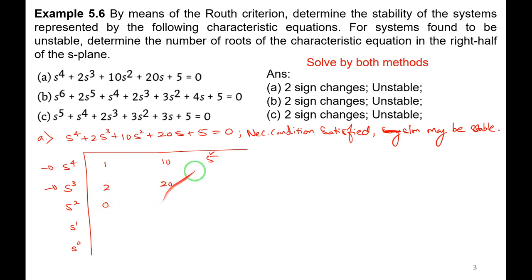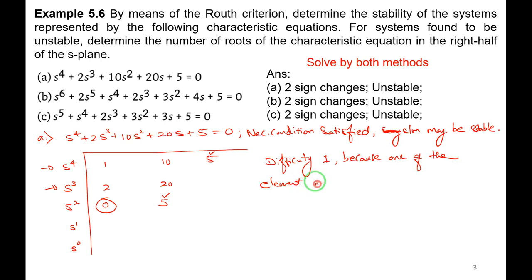Then what about this element? This 5 we will be getting, because you know this is reversal, right? Leave this row and 5 we will get. So this is constant term. But observe difficulty 1 has arisen. So we have to identify that difficulty 1 had come. Difficulty 1, because one of the elements in the first column of the Routh array, the Routh table or Routh array, is 0, right? So difficulty 1 had come.